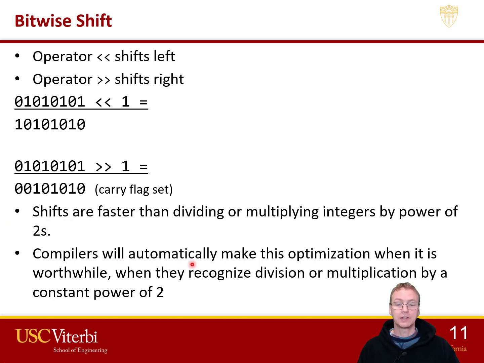And you'll see that when you look at your compiled code, the compiler has probably noticed that. If you're multiplying by 16, you'll just see that as a left shift. If you're dividing by 32, you'll see that as a right shift.